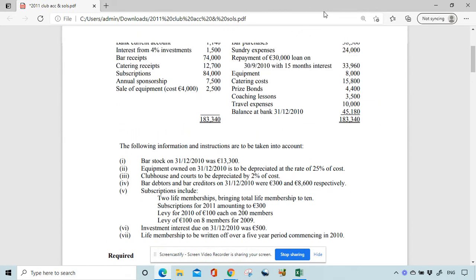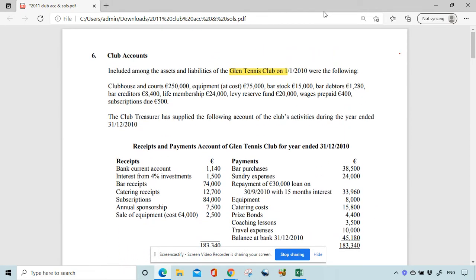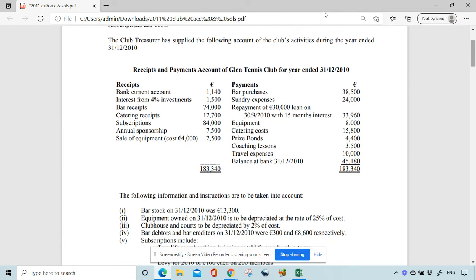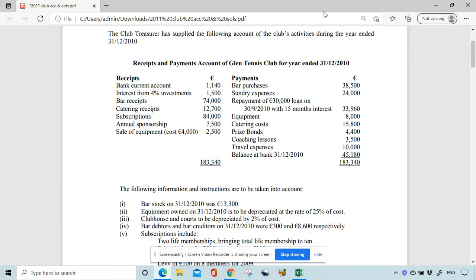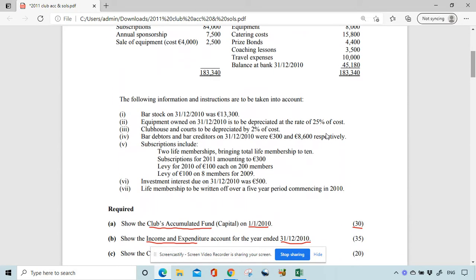So how most club accounts work, basically up the top here you have at the beginning of the year, so this will make up the bulk of the accumulated fund. Then you have receipts and payments for the year. This will help us with the income and expenditure. And then we have notes at the end of the question, which will help us with the balance sheet, but also some of these notes will be for the accumulated fund, one or two, and one or two for the income and expenditure.